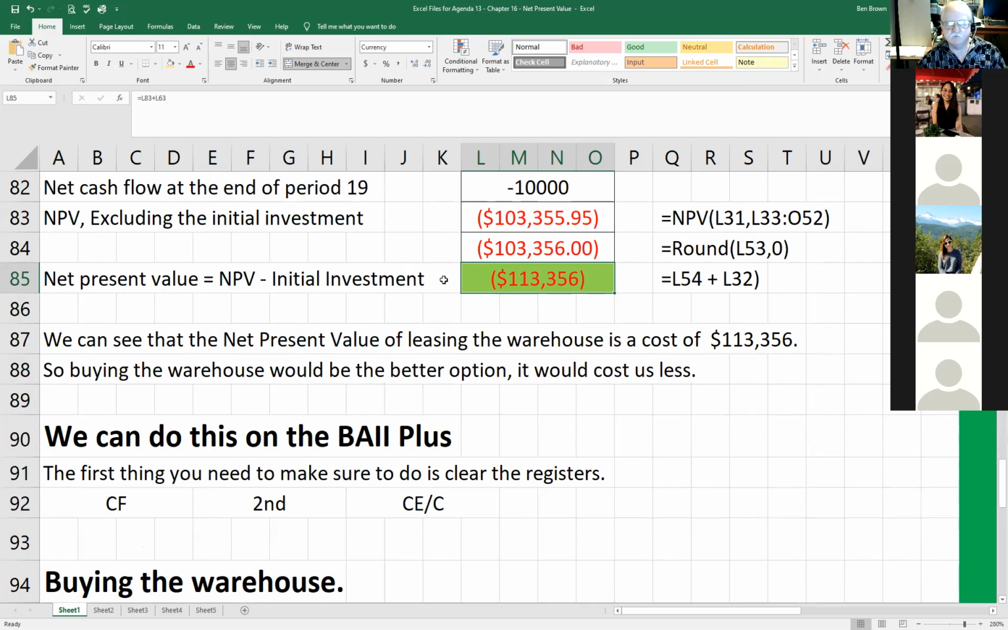And so we end up finding out that if we lease the warehouse in present day terms, it would be costing us $113,356. So our conclusion would be that buying the warehouse would be a better option. It would cost us less.